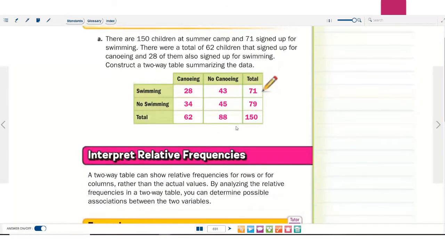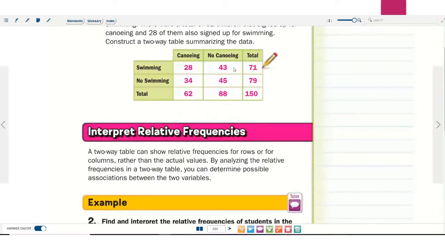So I'm going to use the Got It Problem example that they gave you to discuss how to interpret these relative frequencies. Let's pretend, for example, they wanted me to interpret these relative frequencies by column. So column, I'm thinking up and down. As we talked about before, relative frequency represents the part, or the piece, out of the total.